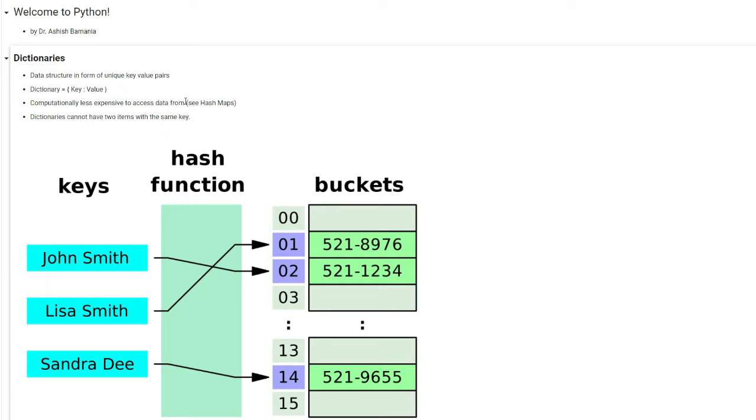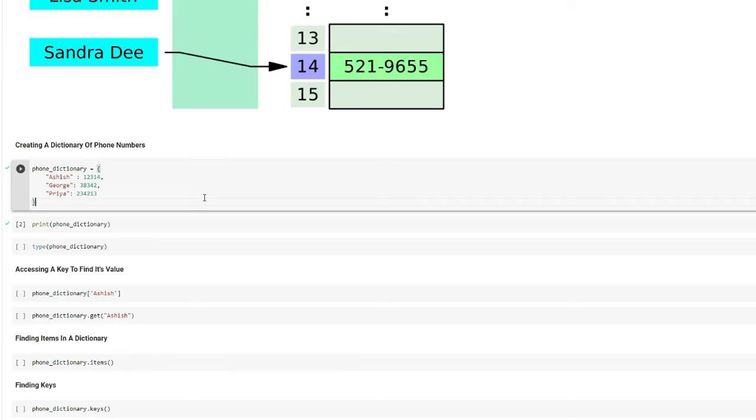Why are we using dictionaries? We are using dictionaries because these are computationally less expensive to access data from, and these are forms of hash maps. If you want to read more about hash maps, then you can just Google hash maps and read more about it. But I won't go into detail of hash maps. Just remember that these are computationally less expensive to access data from, so dictionaries are fast. Also, dictionaries cannot have two items with the same key, so you need to have unique keys. Great. So let's create our first dictionary.